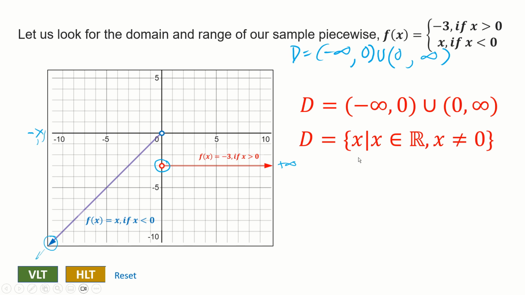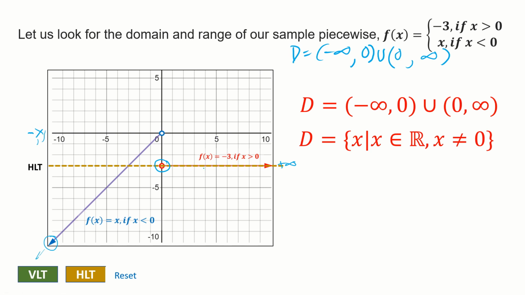So how about the range of our graph? In determining the range, we can use the HLT, the horizontal line test, as our guide. We know that the range will start from the negative infinity of y. Again, because if we examine one of the graphs of the subfunctions, it is progressing towards the negative infinity of y. Therefore, the range will begin at the negative infinity. And if we move our horizontal line test, we can see here that our two subfunctions share the same value of y.